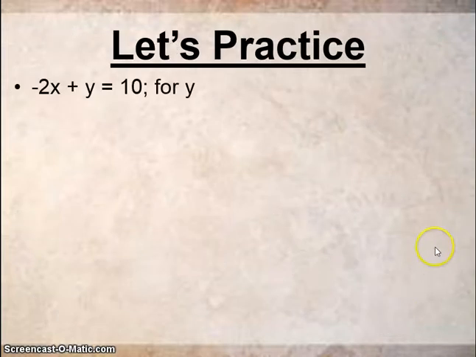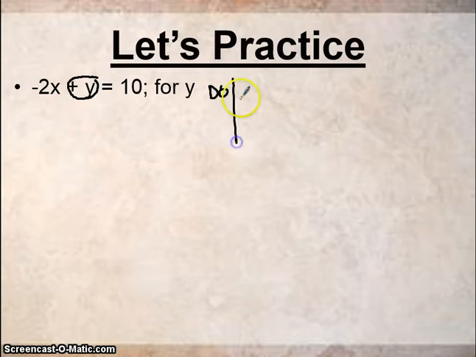Now let's do some more practice. So we'll do 4 practice problems. So we have negative 2x plus y equals 10, and we're going to solve for y. So here's our y term. We have positive 1y. If we created a do and undo chart, the only operation acting upon y is negative 2x.